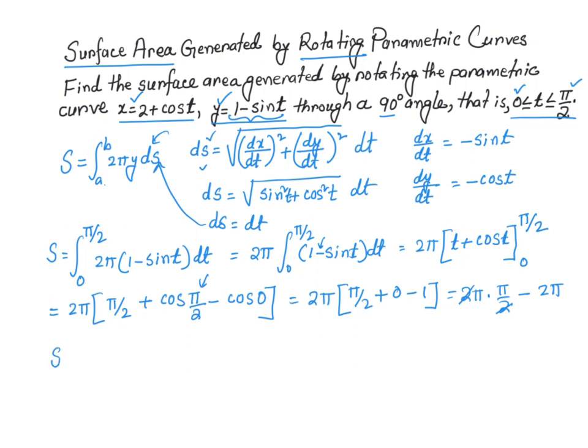So my surface area generated by rotating this parametric curve represented by x and y through a 90-degree angle gives me an area of pi square minus 2 pi, or I could simplify it a little further, pi times pi minus 2.